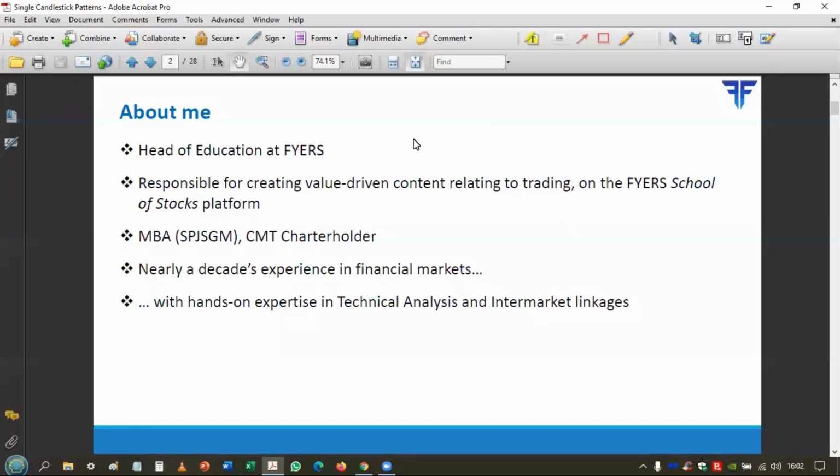Briefly talking about my education, I completed my MBA from SP Jain School of Global Management. Besides the MBA, I'm a CMT charter holder, which I'm currently practicing. Since the start of my career, almost 10 years back, I have nearly 10 years of experience in the financial markets with expertise in technical analysis, intermarket linkages, and derivatives. So that's a small bio about me.